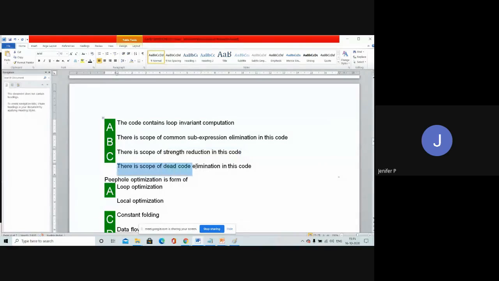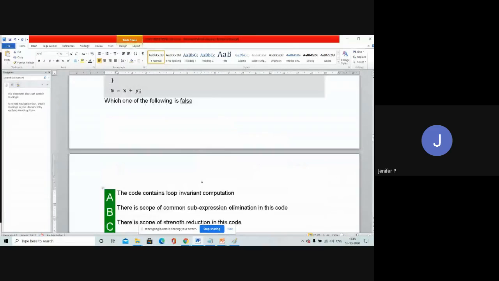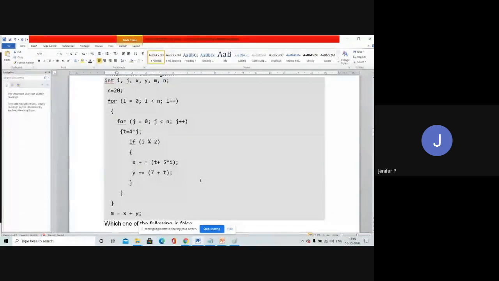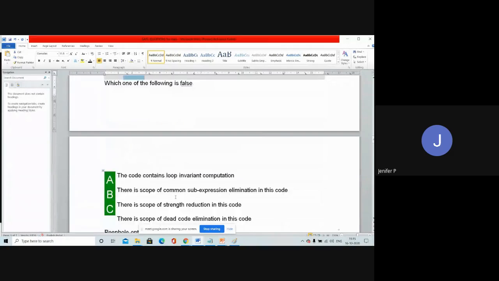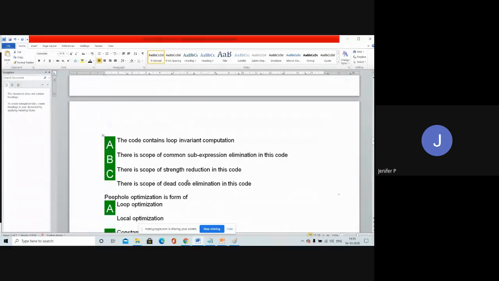So last one பாத்தீங்கன்னா dead code ஏதாவது இருக்கா, ஏதாவது dead code இருக்கா பாருங்க. I and j they are live. Then t is also live because it needs x and y. So outside the block also you are needing x and y ஓட value வேண்டியிருக்கு. That means there is no variable dead. எல்லாமே live-ஆ இருக்கு until the end of the program. Okay, so your answer is there is scope of dead code elimination அப்படிங்கிறது false.